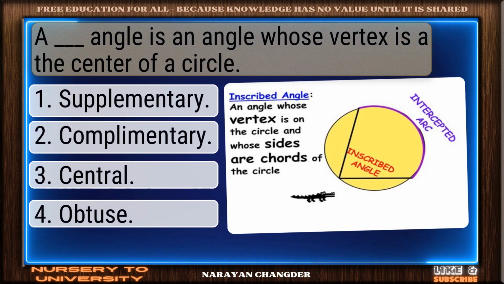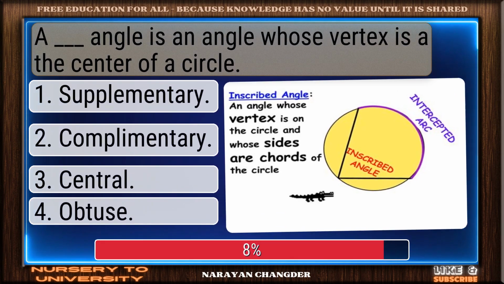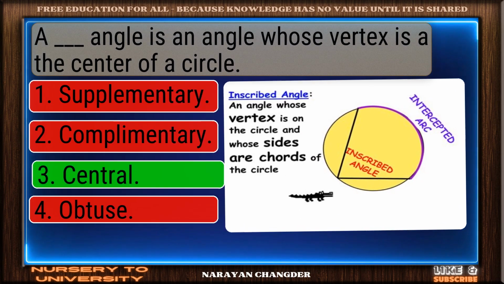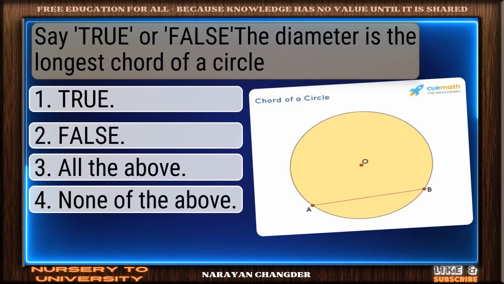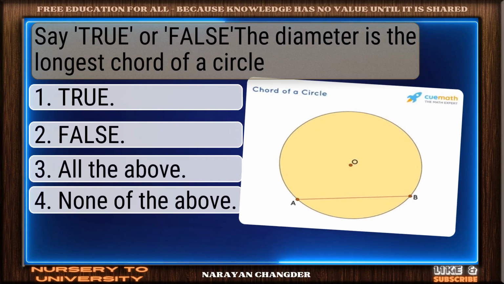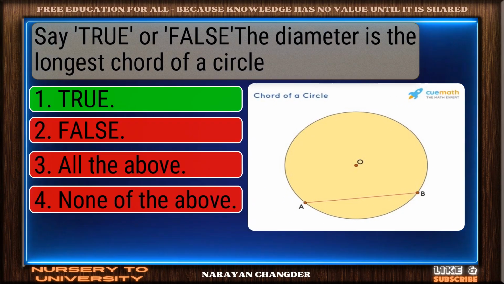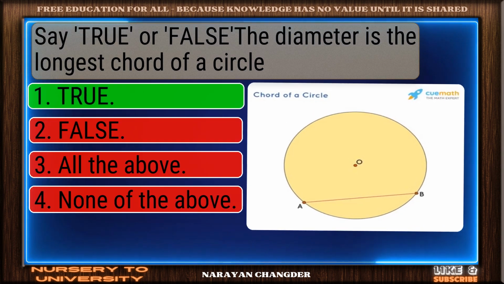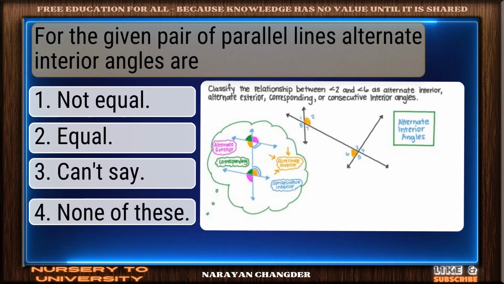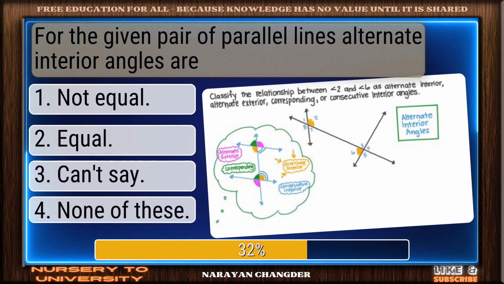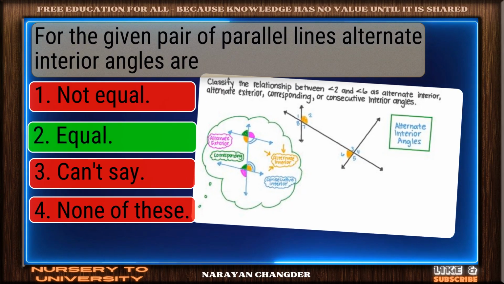Question number 106. A dash angle is an angle whose vertex is at the center of a circle. Good job. Your answer central works well here. Question number 107. Say true or false: the diameter is the longest chord of a circle. Bravo, true is the answer. Question number 108. For the given pair of parallel lines, alternate interior angles are. On track. Equal is the correct answer.